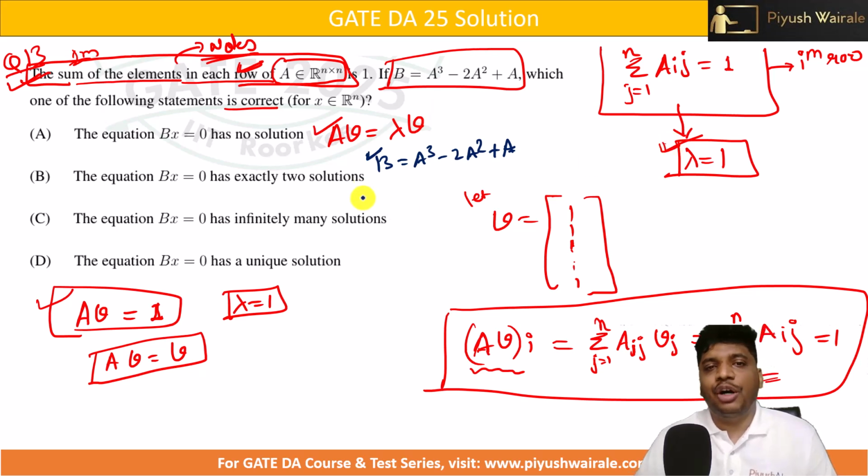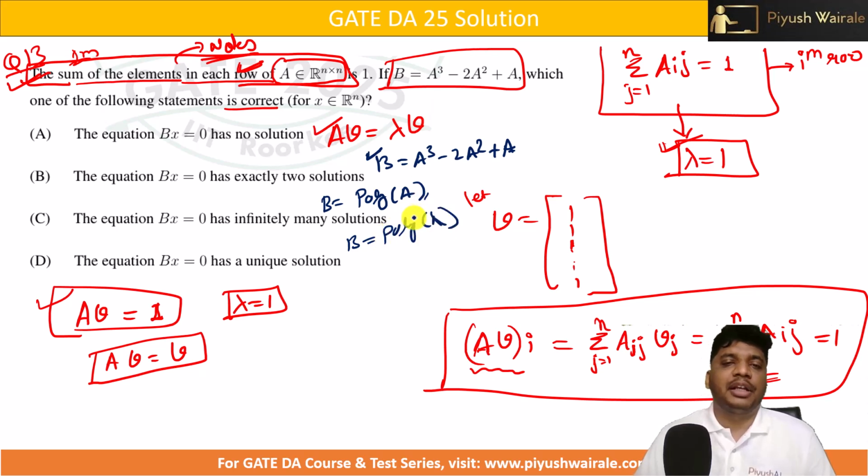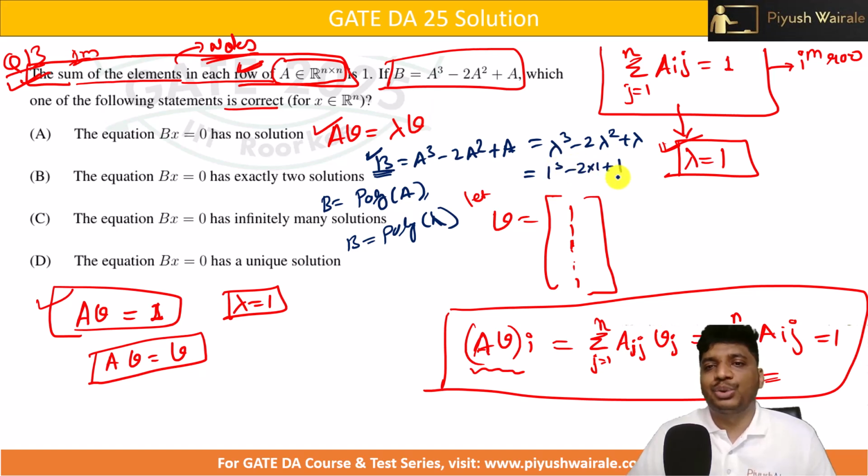If we have a polynomial in A, for example B here, then the eigenvalue of B, we simply have to replace A with the eigenvalue of that matrix, lambda. It means the eigenvalue of B will be lambda cube minus 2 lambda square plus lambda. So that is 1 cube minus 2 into 1 plus 1, which is nothing but 0. So we got the eigenvalue of matrix B is 0.